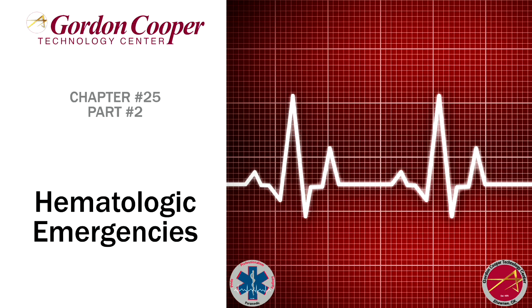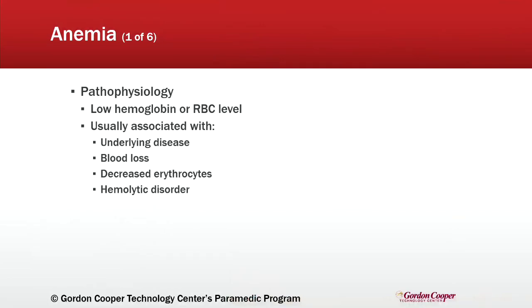Well, here we are with part 2 of hematologic emergencies on chapter 25. And of course, this is the second and final part of this particular chapter. We're going to pick up right where we left off. In our last discussion, we talked a little bit about sickle cell anemia, which was the disease that we started getting into. And we're going to start off this discussion with anemia.